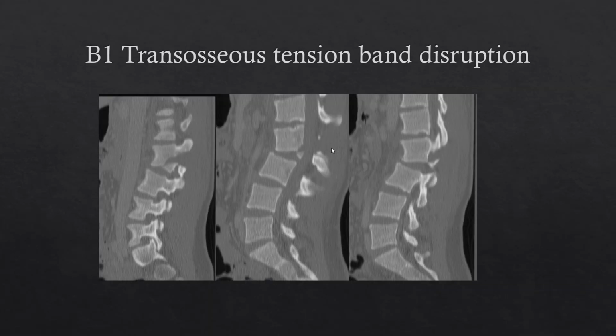The next fracture type to talk about is the transosseous tension band disruption, and this is the classic Chance fracture. In the sagittal plane, on the right, midline, and on the left, we have fracture through the posterior aspect of the vertebral body, extending through the lamina, essentially on both sides. And this is defined as a monosegmental pure osseous failure of the posterior tension band. Now, this fracture also has a component of a type C injury with posterior displacement of this segment with respect to the inferior segment. And we'll talk more about type C injuries later.